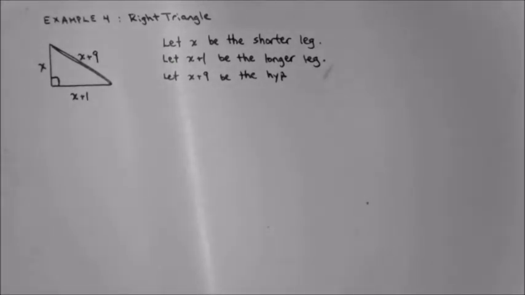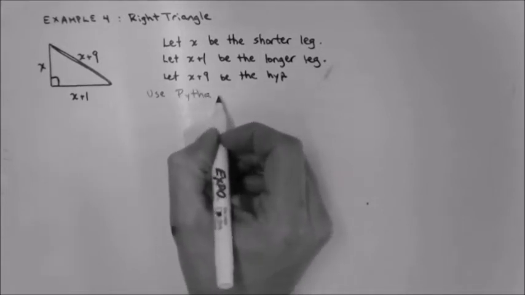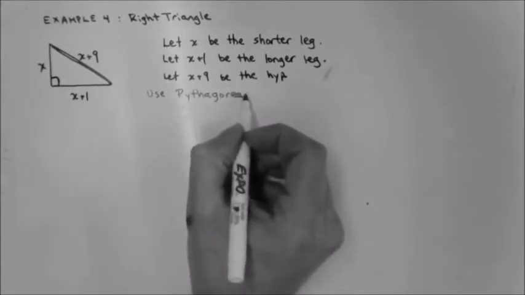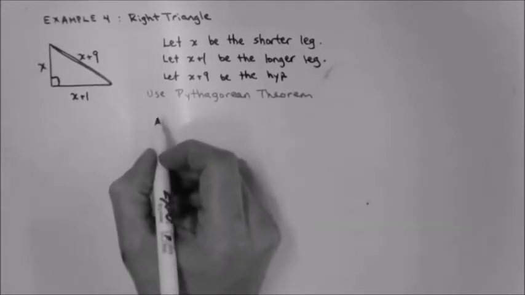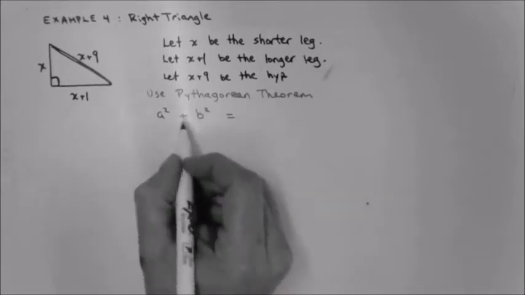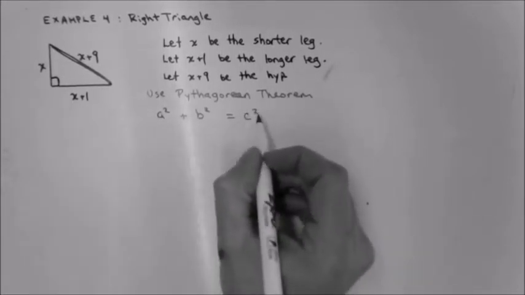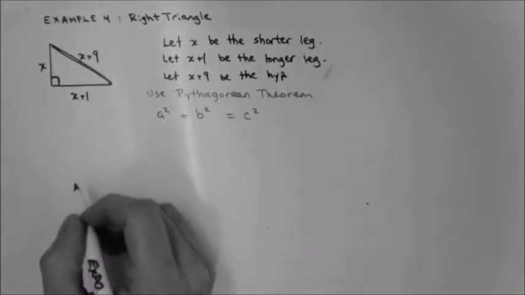Find the lengths of the three sides. Do I have any tools in my toolbox that relate the three sides of a right angle triangle? I do. Pythagorean Theorem. Pythagorean Theorem says a squared plus b squared, the two legs, is equal to c squared. So let's plug in what we know.